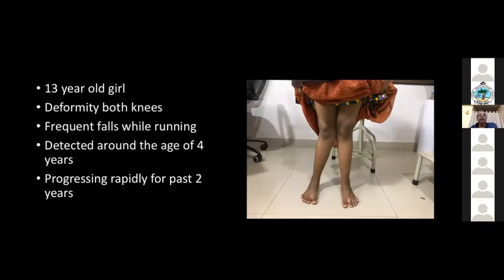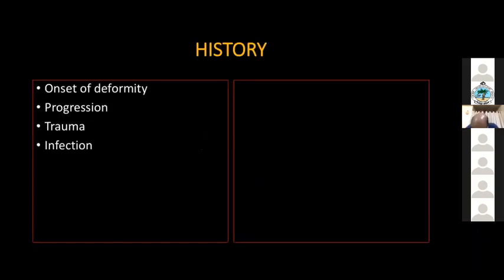It appears to be bilateral genu valgum. So it is a bilateral genu valgum. Okay, so what are the things that you want to get in the history when you are assessing a genu valgum?